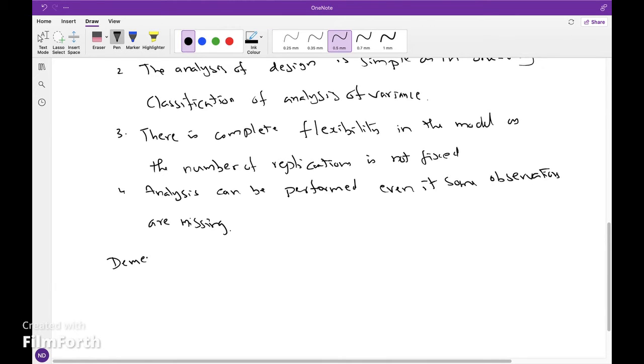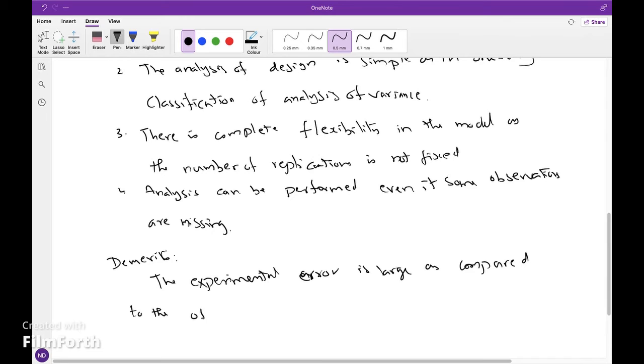Demerits: the experimental error is large as compared to the other designs, since homogeneity of the units is ignored.